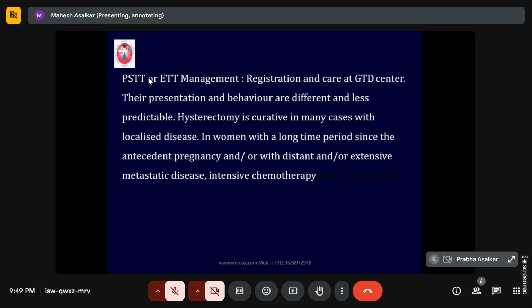Okay, then PSTT or ETT management. Registration and care at GTD center. Their presentation and behavior are different and less predictable. Hysterectomy is curative in many cases with localized disease, in women with long-term periods since the antecedent pregnancy, and or with distant or extensive metastatic disease. Intensive chemotherapy plays a major role. So surgical treatment is indicated. However, if there is a long time period since the antecedent pregnancy, then there is a role of intensive chemotherapy. However, PSTT and ETT will require a surgical management.